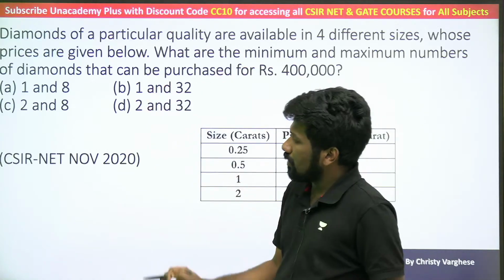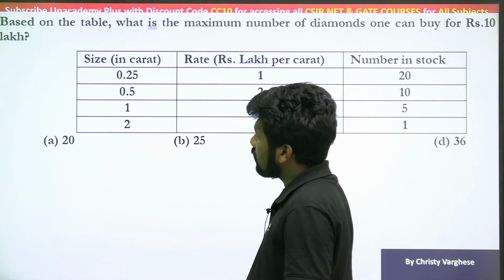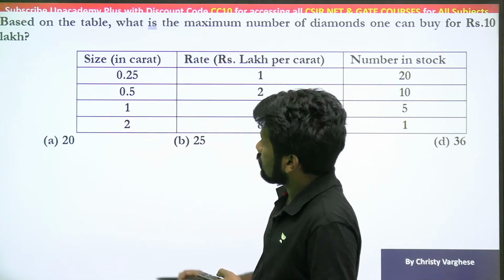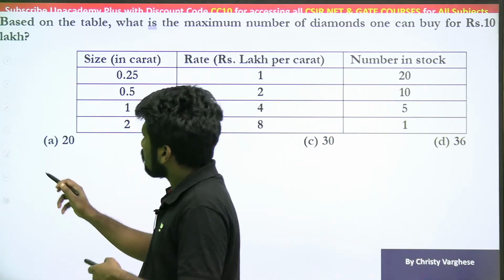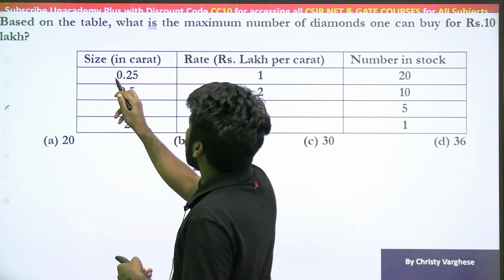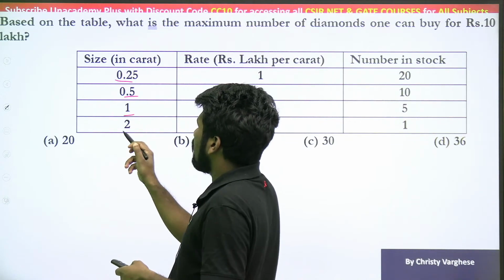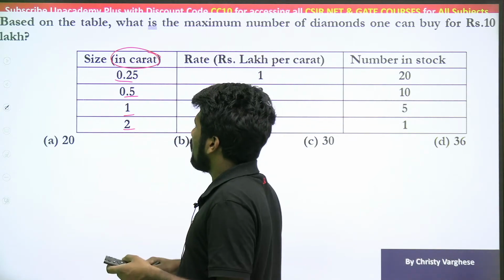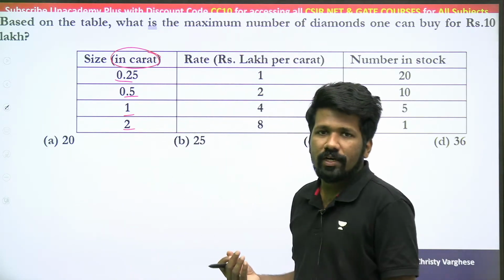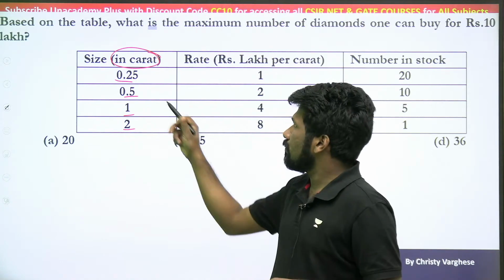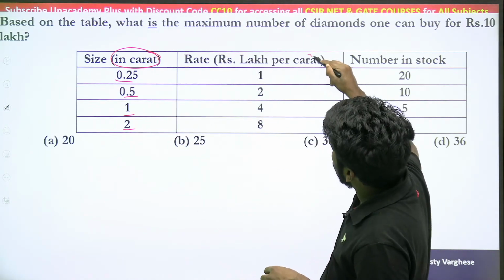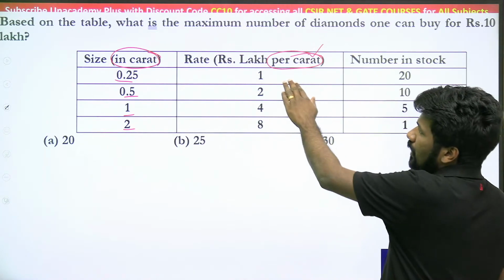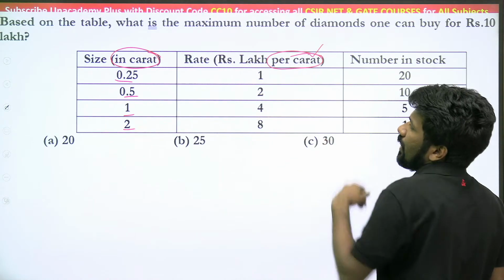So 0.25 size diamond is there. Just a minute. 0.25 size diamond, 0.5 size diamond, 1 size diamond, 2 size diamond is there. Carat is a unit of the quantity or quality of the diamond. So we can say this is the price per carat. This idea you should not miss. That is very important. Price per carat, rupees in lakhs per carat.